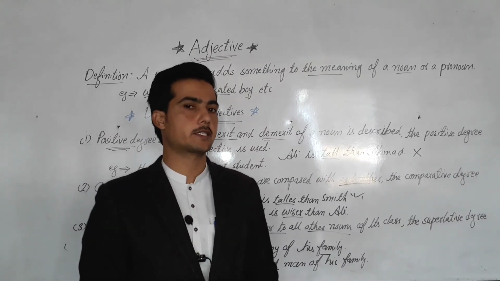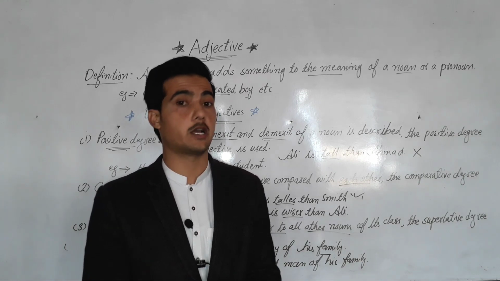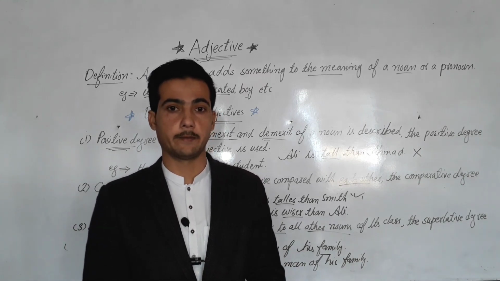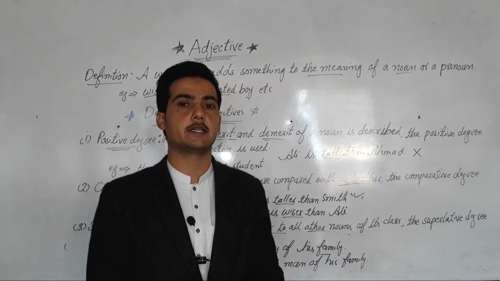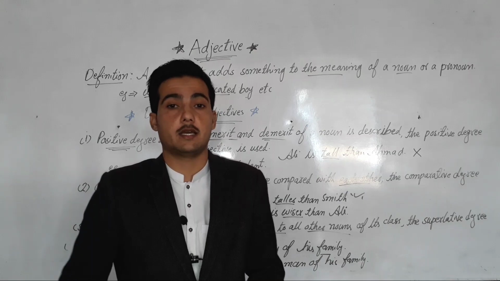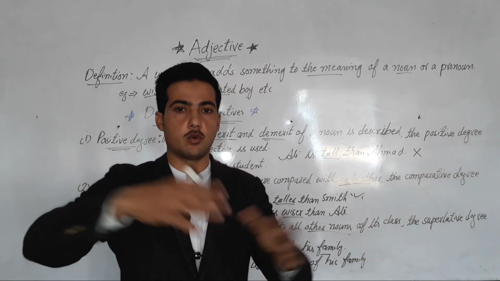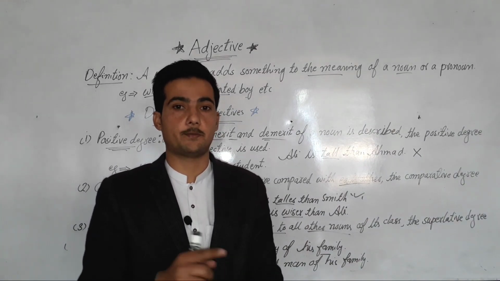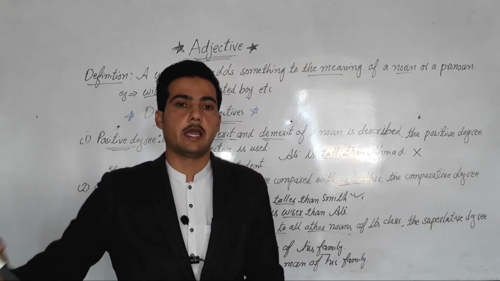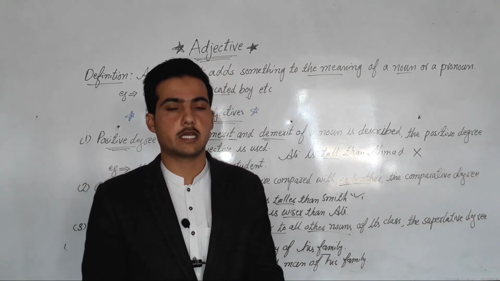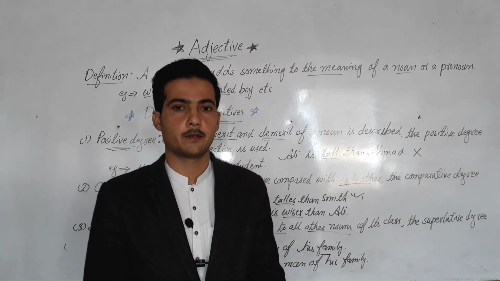As I have told you, wise is a positive degree. If I want to only describe Ali, I would say that Ali is a wise boy. But if I want to compare Ali with another person, I will say that Ali is wiser than Ahmad. And if I want to compare Ahmad with his whole family, then I will use superlative degree because I compare with the whole family and he is superior to all. So at that time I will say that Ahmad is the wisest boy of his family.